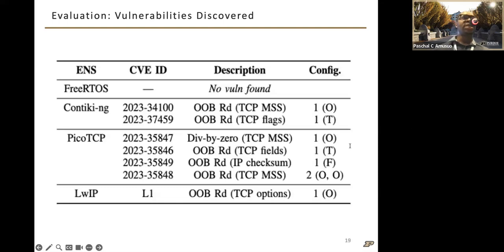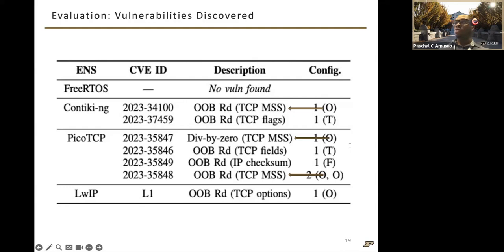We also tested EmNetTest's ability to detect new vulnerabilities, and we were able to detect 7 new vulnerabilities with 6 CVEs assigned. One interesting finding here: look at this first Contiki vulnerability and the fourth PicoTCP vulnerability currently indicated with the arrows. They are both out-of-bounds read vulnerabilities caused by an invalid MSS option length. They have similar patterns.